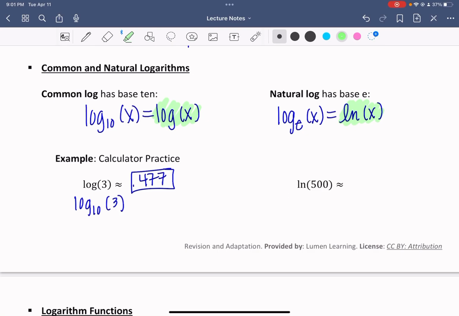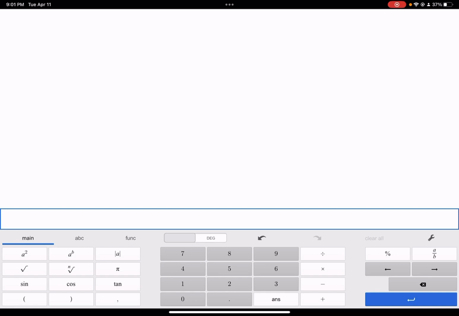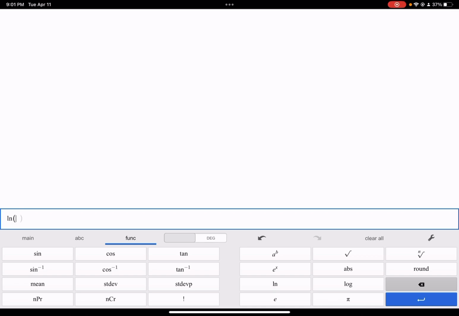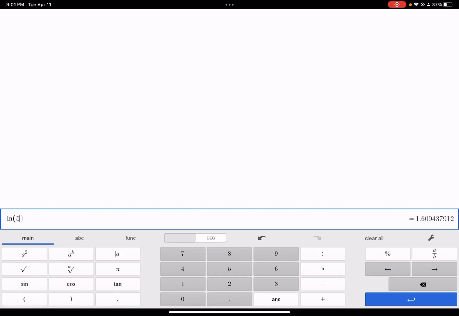Now this is also a button on your calculator. Let me show you what that looks like. So you can either on your computer keyboard type in ln, go to your ABC and type in ln, or you can hit the function button and use the button ln. You can see it's going to auto give you that parentheses. We want to know what the ln of 500 is, so I'll just type in ln of 500. You can see that that gives me a value of 6.2146. So if I wanted to round that to 3 decimal places, 6.215.